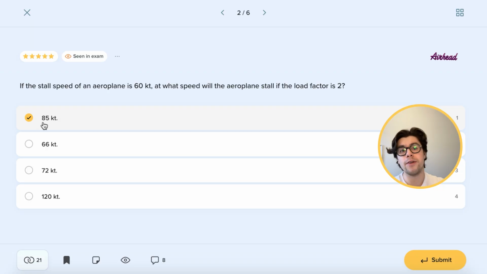So if you're banking at 30 degrees, this means 1 over cos 30, and then this under the square root times your old VS will give you your new stall speed. And lastly, remember, if weights are given in the exam, then you need to do a square root of your new weight divided by your old weight. So these are most of the cases that you'll see in the exams. Remember, square root of your old load factor will give you the multiplication for your old VS to calculate the new one.